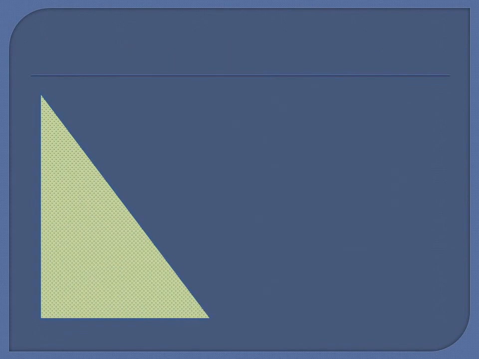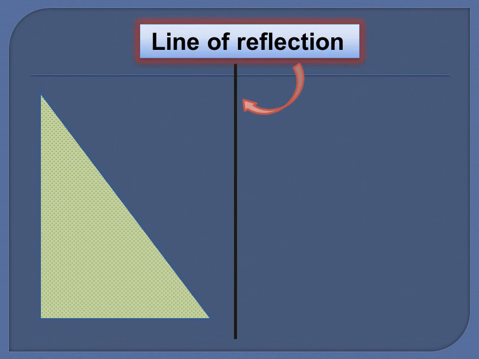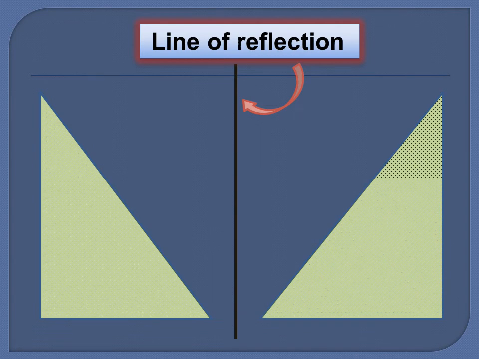And also like this triangle, if I want to find the reflection of this triangle, I'm going to see like this. Here this line is called the line of reflection. The line of reflection is like the mirror. And here is the reflection of the triangle. So this transformation is called reflection.